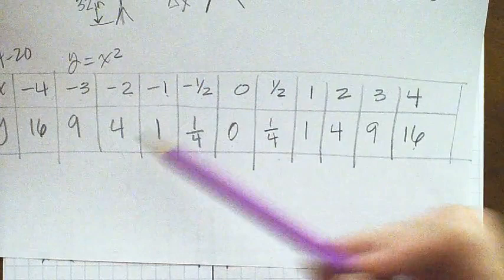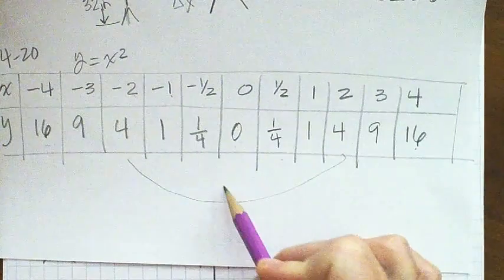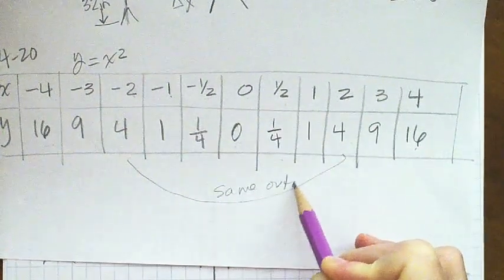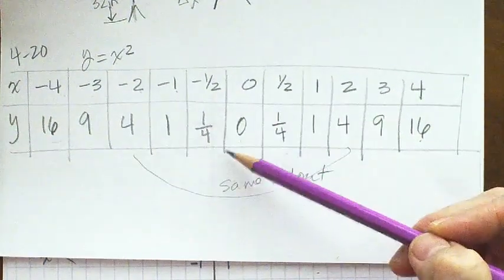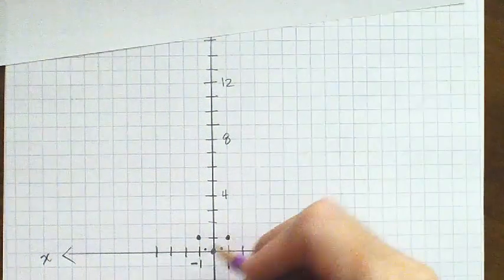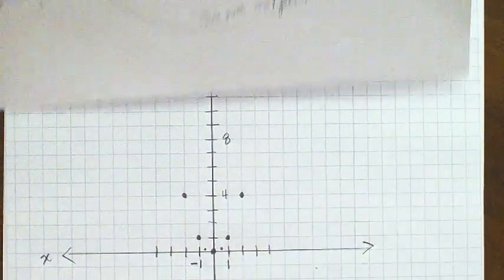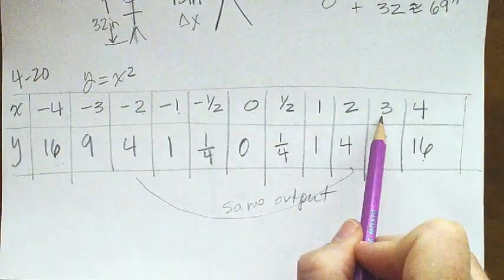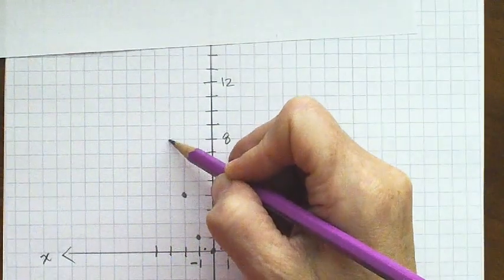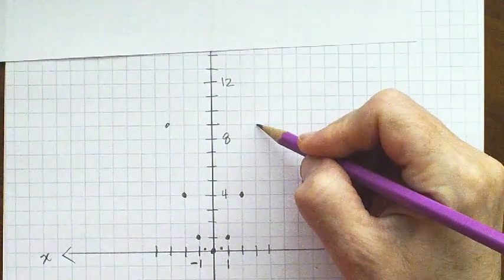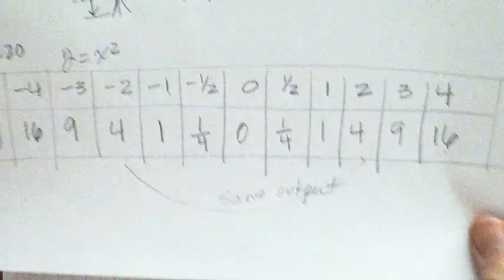This input has one output. This input has one output. It happens to be the same output. But this is still a function because each input has exactly one output. So let's do -2, 4, +2, 4. And then we've got -3 and +3 have an output of 9. And then we've got -4 and 4 have outputs of 16.